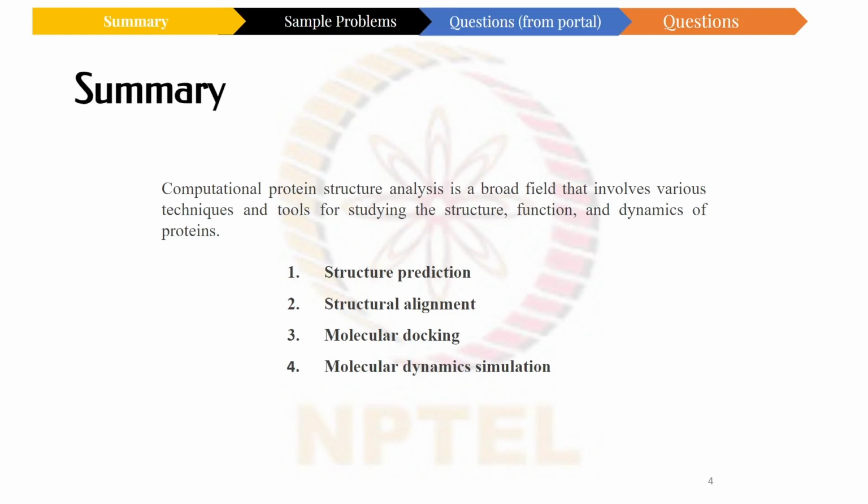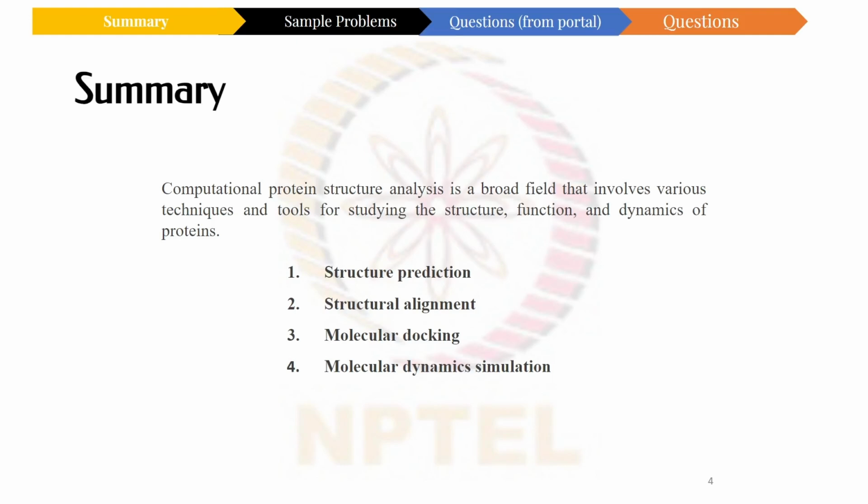This involves using algorithms and computational methods to predict the most energetically favorable conformation of the structure of the protein. Next is structural alignment. Structural alignment is the process of comparing 3D structures of two or more proteins to identify similarities and differences. It is useful for understanding evolutionary relationships, identifying functionally important regions, and designing new protein structures. Then we have molecular docking, which is a computational technique used to predict the binding mode of a ligand or a drug molecule or a small molecule to a protein.